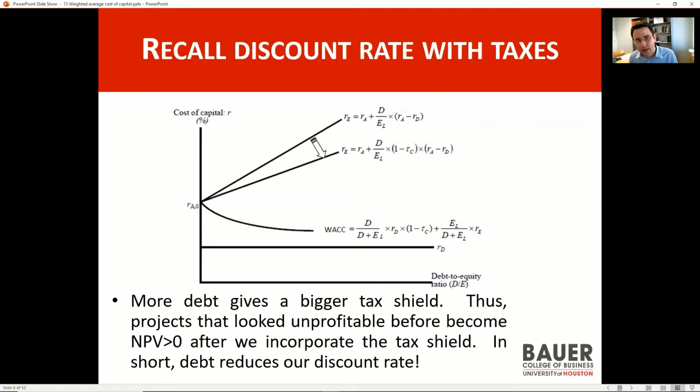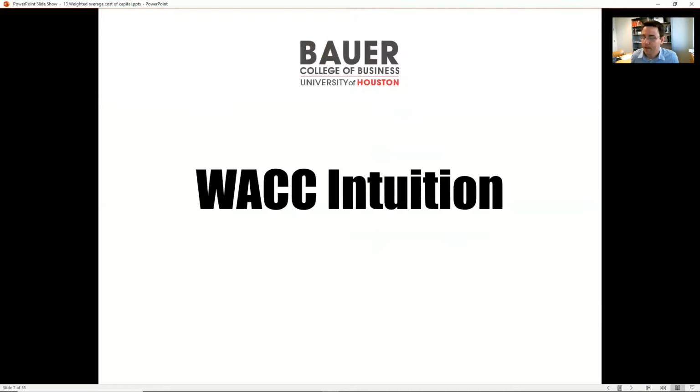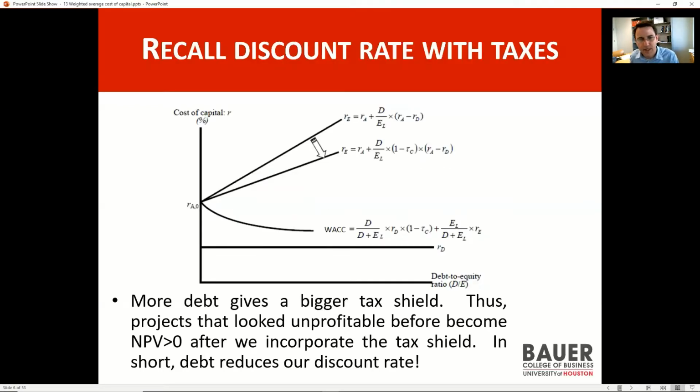We need to incorporate those tax shields. They're going to change the decisions that we make. We want to reflect that in our discount rate. And that's what the weighted average cost of capital is going to do. So in short, that's reducing our discount rate. We're going to take worse projects simply because the tax shields are valuable for us. That's big picture where we are in this class. We've seen these things before with capital structure, but now we want to flesh out the details.